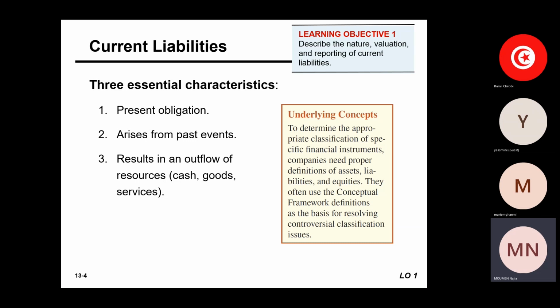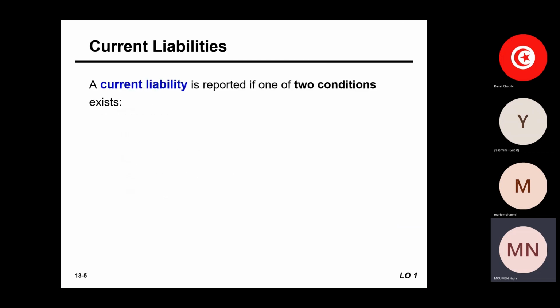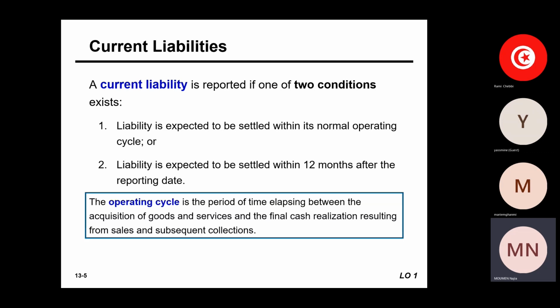As I said, to be classified as current or non-current depends on the operating cycle. If this liability is expected to be settled within the normal operating cycle or within 12 months after the reporting date, okay? And remember, when we talk about the operating cycle, it runs from the day we purchase raw materials, supplies, etc., until the collection of cash after the sale of goods and services. This is what we call the final cash realization. So that's the operating cycle.